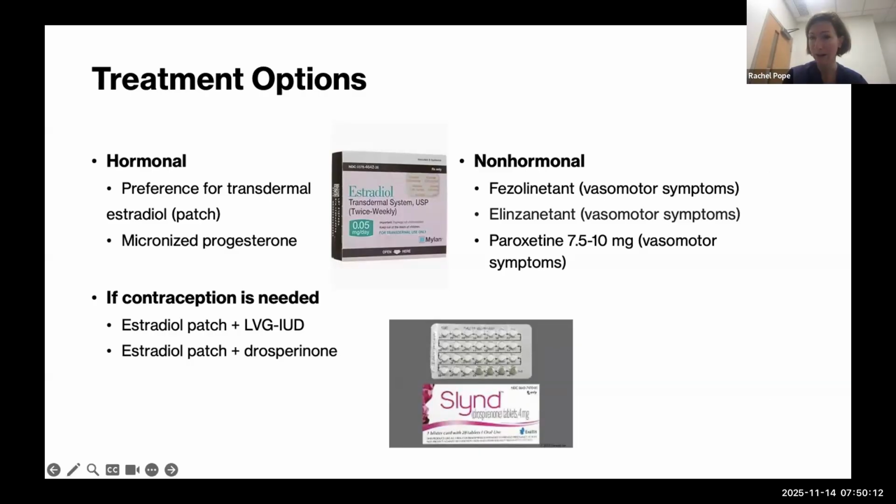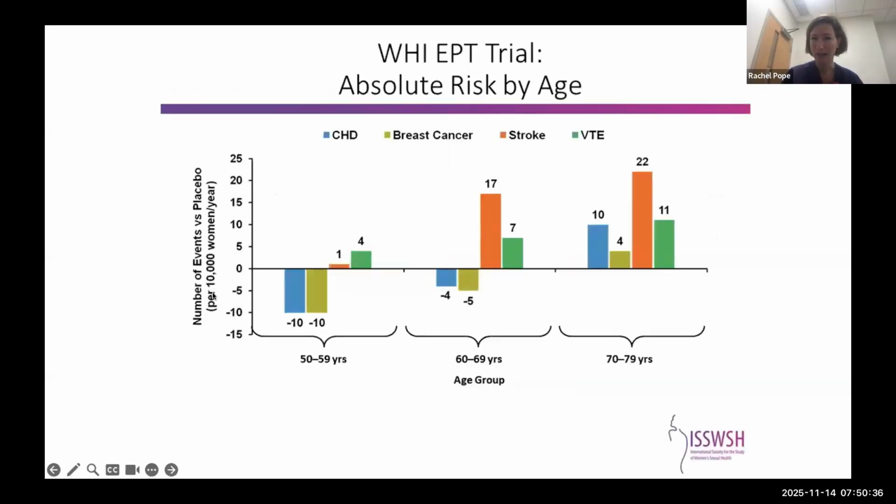And then, of course, if you have medical contraindications for hormones and you're suffering from vasomotor symptoms, we've got two recently FDA approved medications for vasomotor symptoms. And if you have other issues like mood changes along with your vasomotor symptoms, then paroxetine is also FDA approved for vasomotor symptoms. But for all those other symptoms that we talked about, we are lacking in non-hormonal treatment.